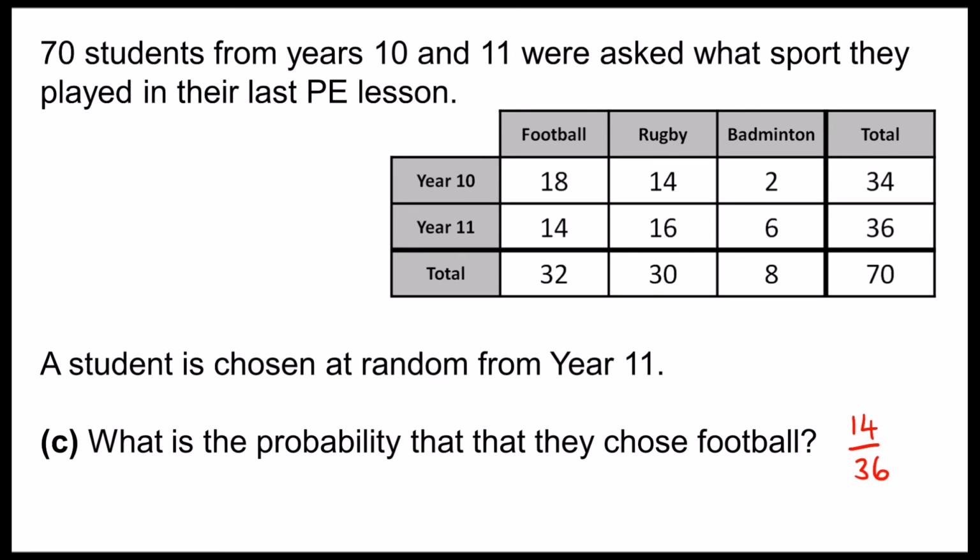Again, we can simplify the probability that we've got by dividing the top and bottom by 2. So that would be 7 over 18. Again, both of these answers are fine, but 7 over 18 is slightly better.